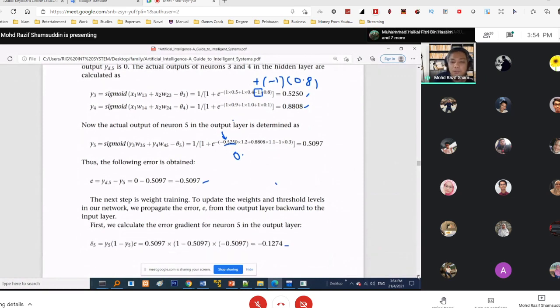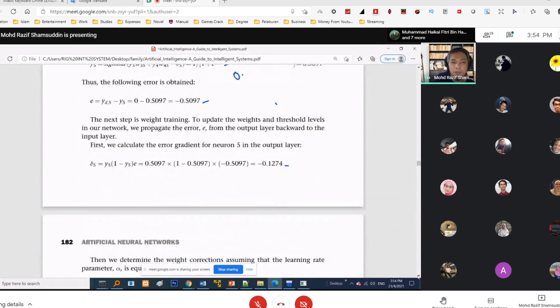Okay, and then if you look for the error gradient, even for this one, it's quite easy because the error gradient at 5 is calculated as this value, right? So it's actually the error, right?